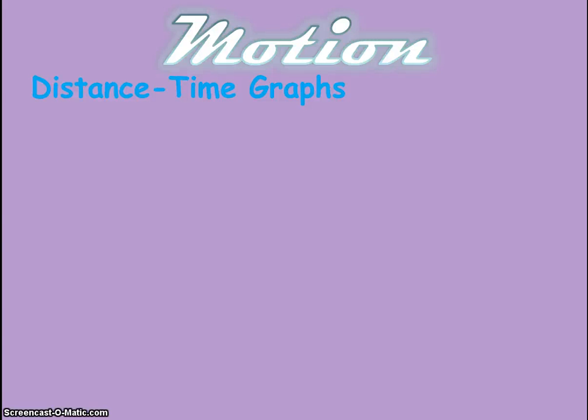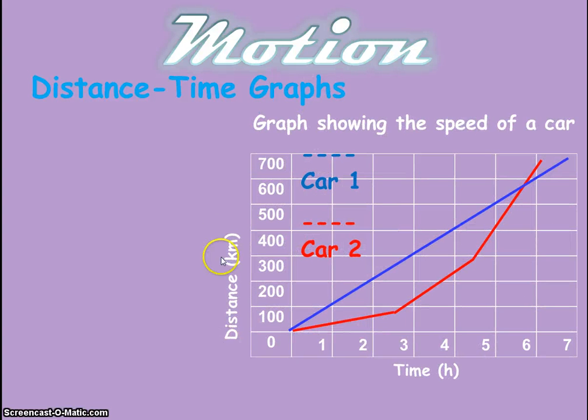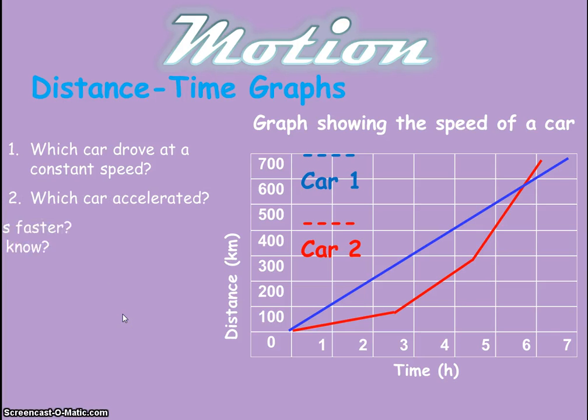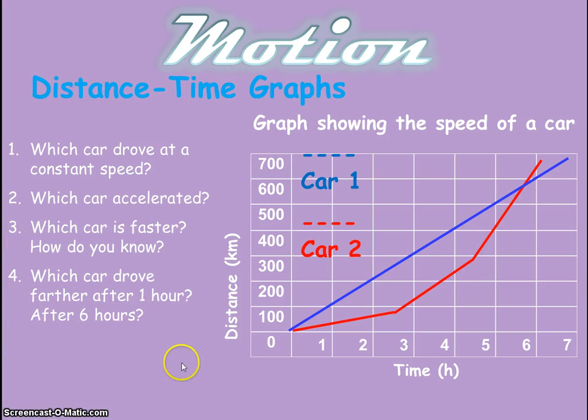Alright, so let's look at some distance versus time graphs, motion. So we're talking about a graph that shows us distance and how that distance is changing over time. If distance is changing over time, something must be in motion. So we're looking at the speed of a car. Which car had a constant speed? Well, we can see that this car traveled the same distance during every time period. If it travels the same distance during every time period, it is clearly going at a constant speed.